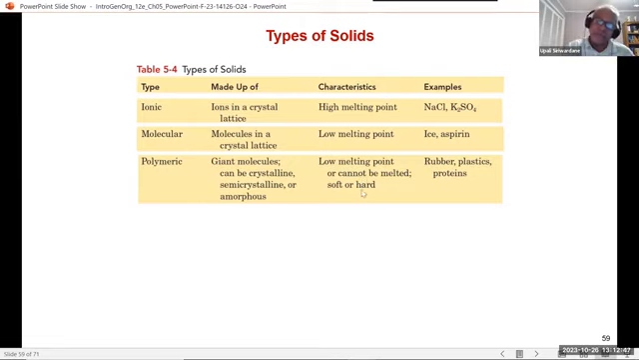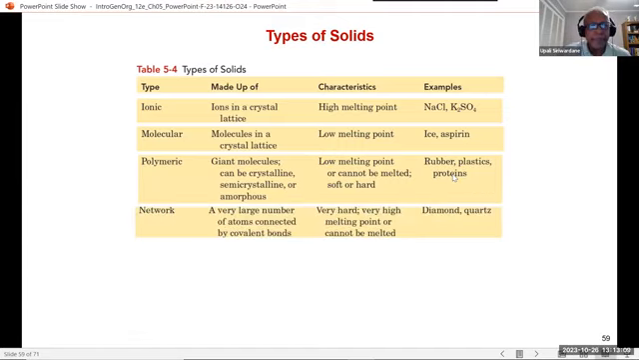They could be soft or hard. For example, polymeric materials are rubber, plastic, and protein. Proteins are made out of amino acid units. Those are mainly polymeric material, mainly amorphous.